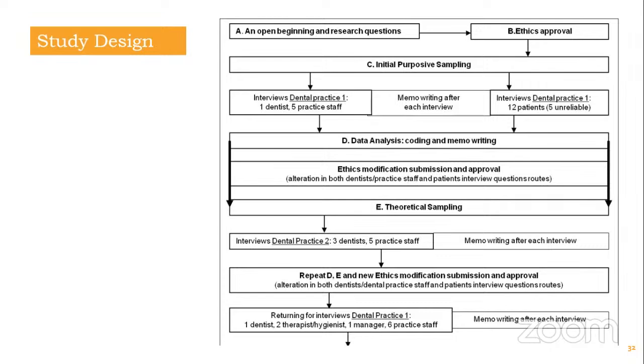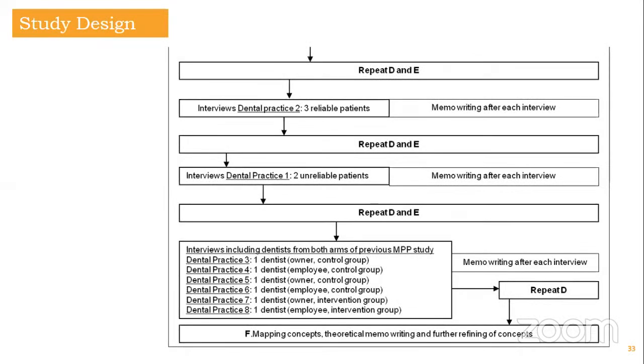1 manager, 6 practice staff. So you see how they kept on improvising their design as and when the process was being followed. Memo writing was done after each interview, and at each stage they had to obtain ethical approval for the modification done in the research. Okay, this kept on happening. Again, they repeated D and E, that is doing the coding and memo writing, and then again identifying the gap that is there.